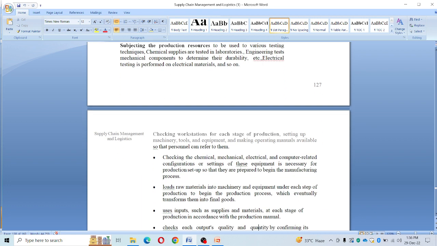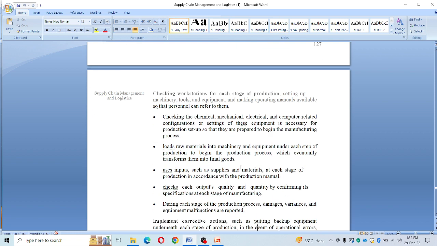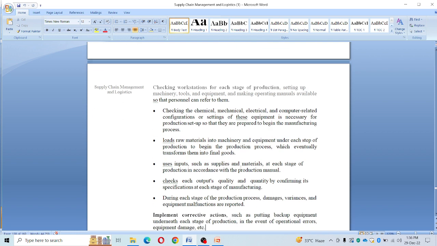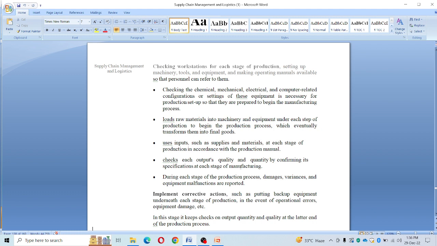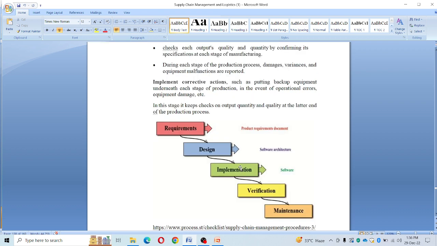you will check the workstation for production at each stage of production. So what things will you be checking? You will be checking all kinds of machinery and equipment available. You will load the raw material into machinery. You will use the inputs such as supplies and material at each stage of production. Checking the output quality, because quality inspection and management will also take place hand in hand. And during each stage of the production process, damages, variances and malfunctions are all reported.